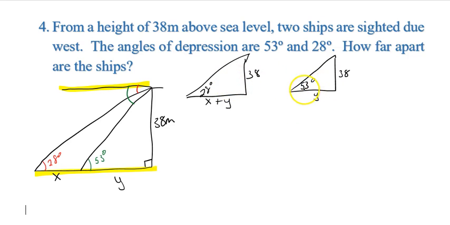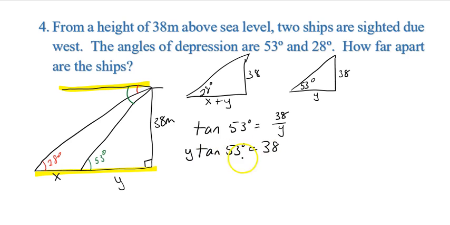Well, looking at the separate ones, you can tell which one we can solve. We don't have enough information to get this x plus y yet, but we can solve for the y in this triangle because we have the opposite and adjacent. So tangent of 53 will equal 38 over y. And this is one of those situations where I need to multiply by y and then divide by the tangent of 53. So if I type that in, then I'm going to get 28.6, and that is meters because our problem's in meters.